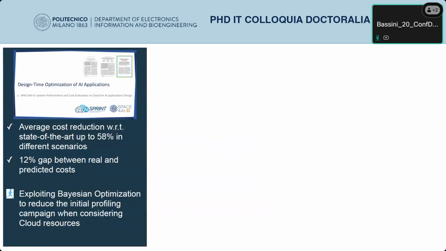So to conclude, we discussed the design time management of AI inference applications, developing a tool that achieves up to 60% cost reductions with respect to the state of the art, with a small gap between real and predicted cost. This may be enhanced by exploiting Bayesian optimization to reduce the initial processing that we need to consider cloud resources.